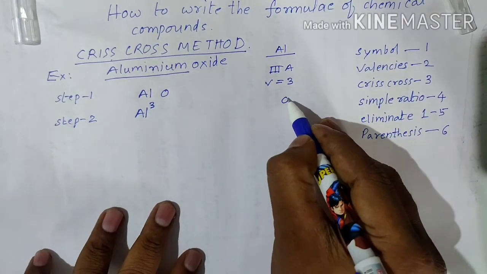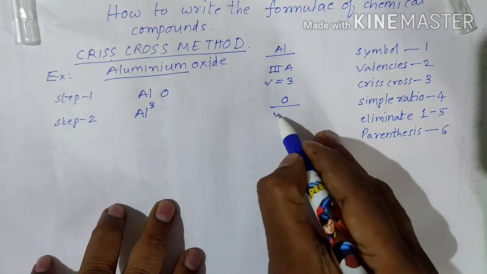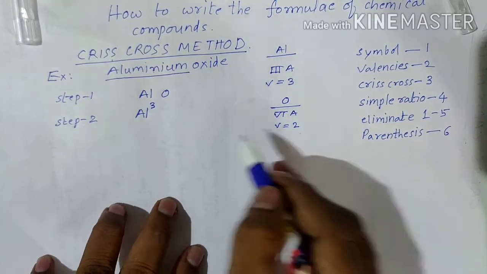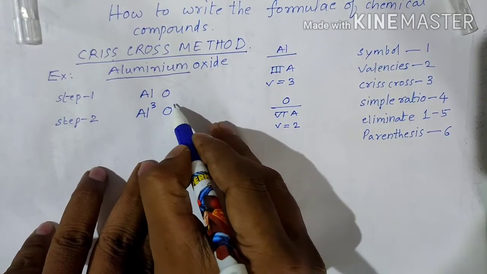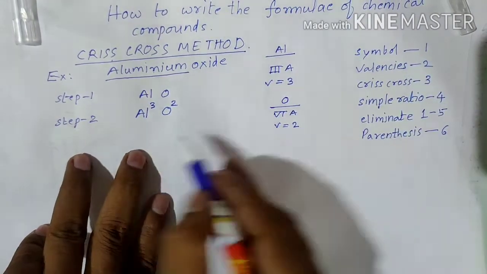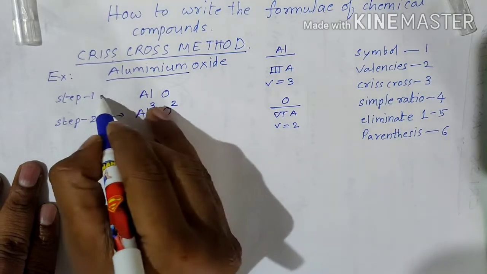What is the next, second constituent? Oxygen. Oxygen belongs to the 6th A group and its valency is equal to 2. So write oxygen and write its valency on the top of the oxygen. So the second step is finished. Valencies are written. Okay, the first step is over.